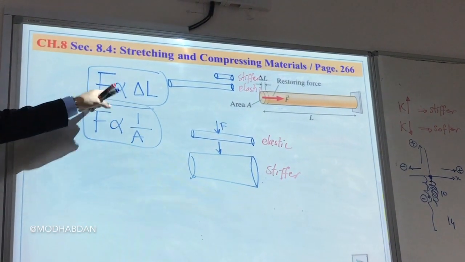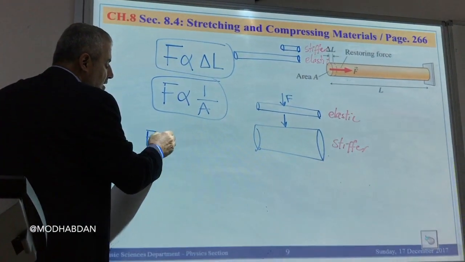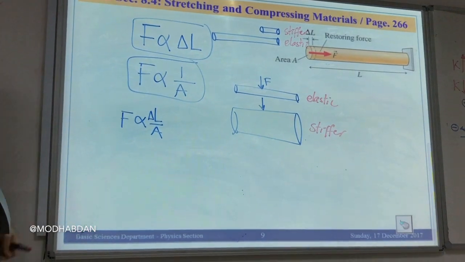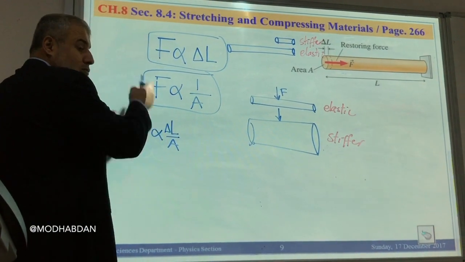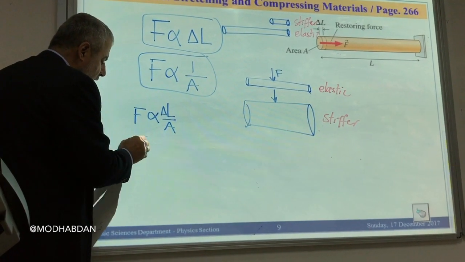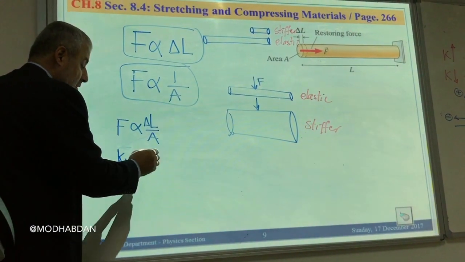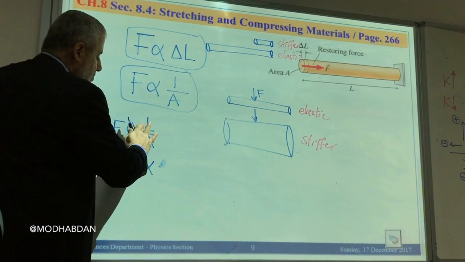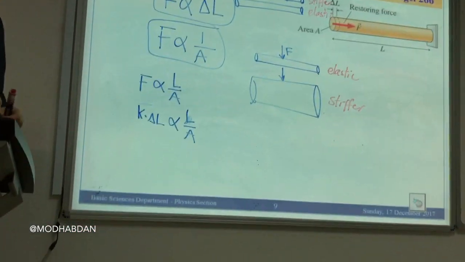Okay, let's combine these two together. I need to introduce something for you. We have F directly proportional to change in length over A. I will remove this sign and write, instead of F, K delta L is directly proportional to, I made a mistake here, make it L over A. Okay?